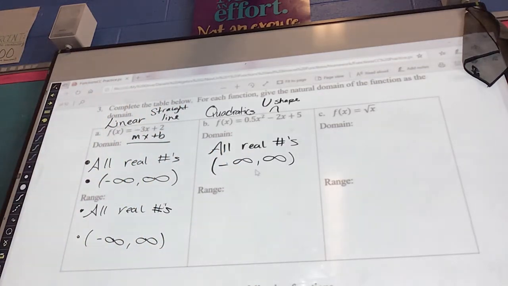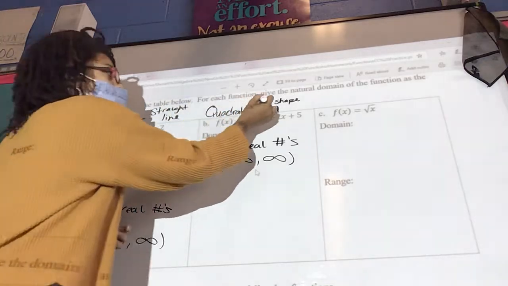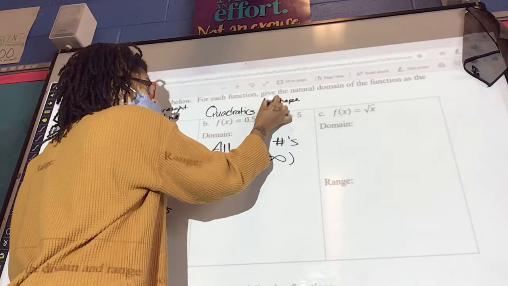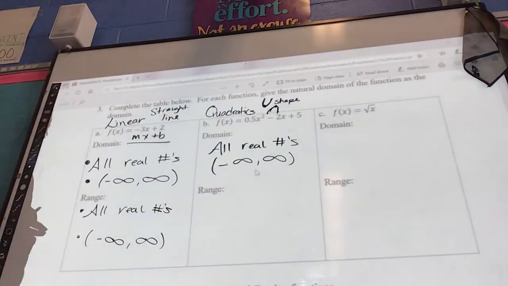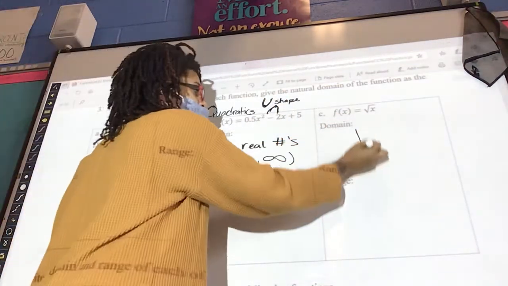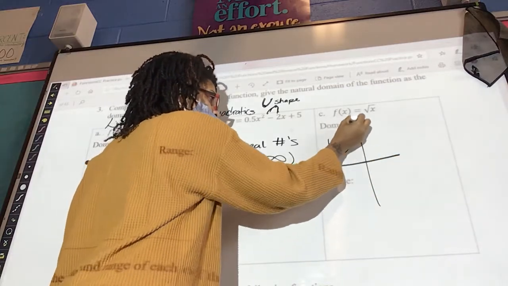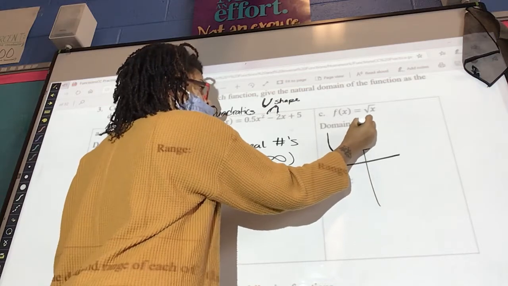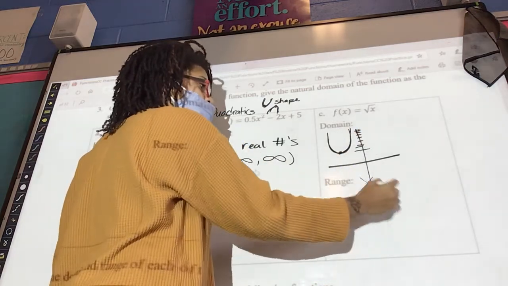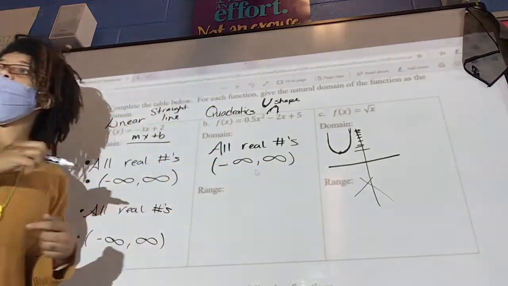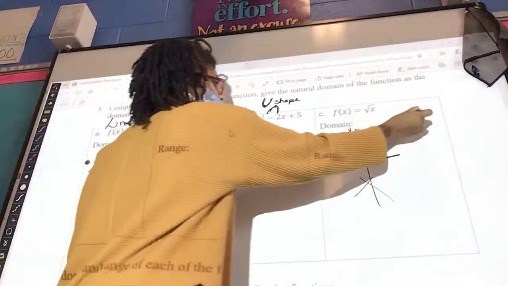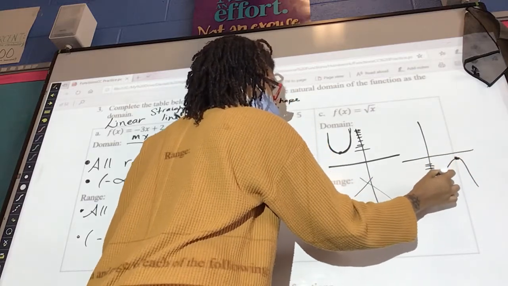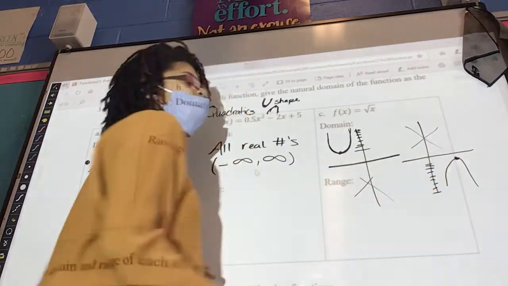However, it's a little different for the range. Because the U starts at some point and goes completely up or down, right? There's a part of the y-axis that it doesn't go on. So I'm gonna draw you a bigger picture. And this is my quadratic, right? It includes all of these y values, but it does not include any of these. It doesn't touch down here. Does that make sense? Again, if I have one that was upside down, it's gonna include all of the y values here, but it won't include any of these.